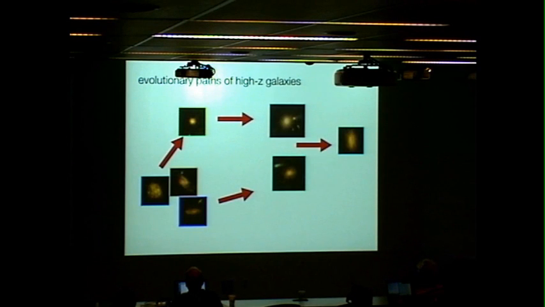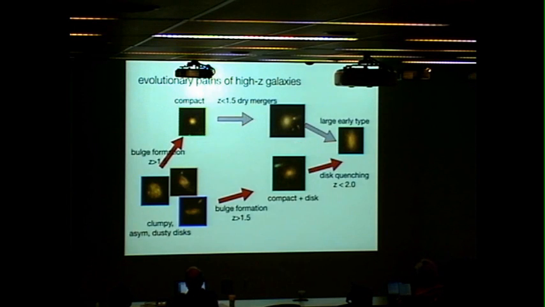So what does this mean for the evolutionary paths of high Z galaxies? Right, so this is our type 0 class. These are our type 4 classes. And we have these pictures that we've talked about for quite a while now. You start off with disk galaxies. Some of them have clumps, some are asymmetric, some are dusty. There's a mixture in here of the processes that we think of as violent disk instabilities and mergers.